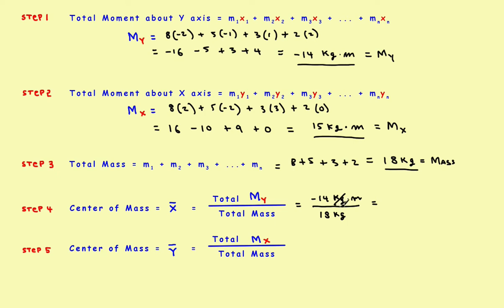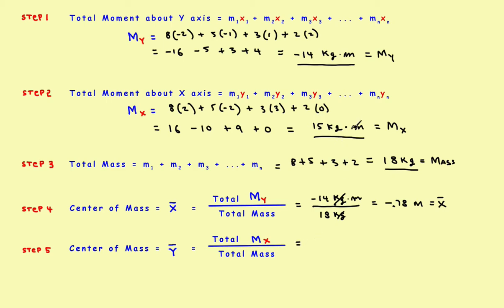And, of course, the kilograms cancel out. And if you divide this, you would come up with minus 0.78. And this is going to be in terms of meters. We'll use that for a distance. And that's the x-coordinate of the center. Now, to find the y-coordinate of the center, it's the moment about the x-axis divided by the total mass.